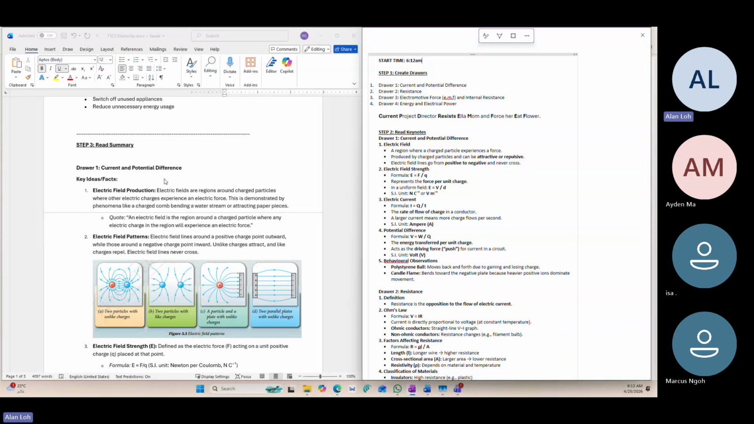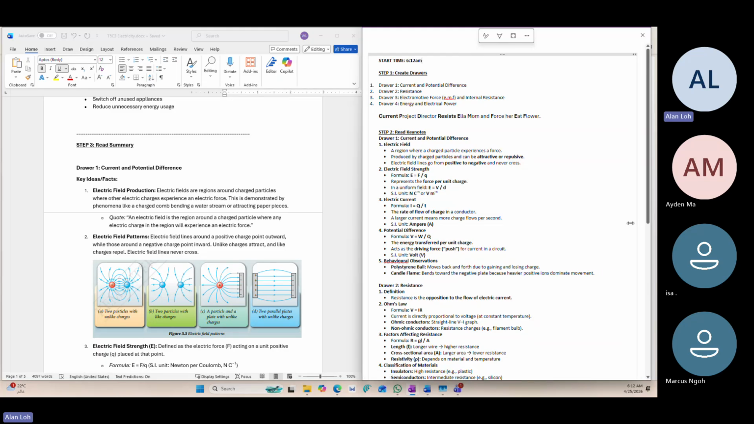So as usual, we will have to follow step 1 under step 10. Right? So we'll start with step 1, create drawers. The title of this chapter is Electricity. It is a Form 5 Electricity, Chapter 3. So there are 4 drawers. Drawer 1 until drawer 4. Current and potential difference. Resistance. Electromotive force, short form EMF. And internal resistance. Drawer 4, energy and power, electrical power.